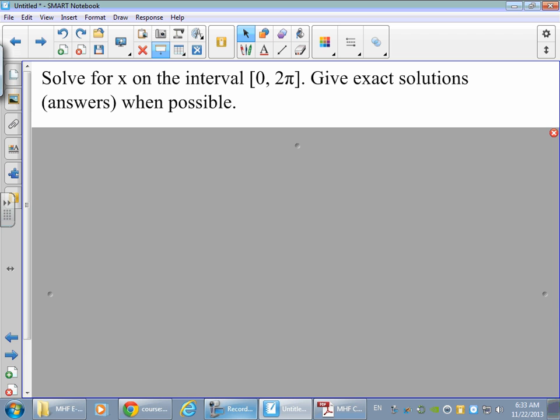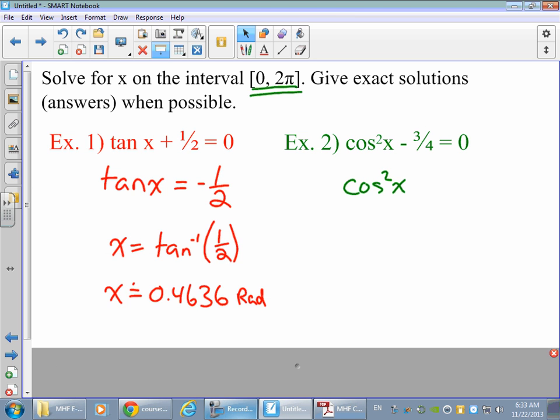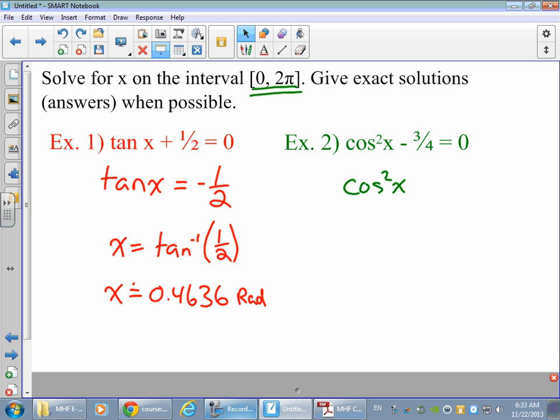Okay, so the questions essentially will be: solve for x on an interval. So find all the answers in that interval that give you the answer we're looking for. Give exact solutions when possible. Okay, and so I sort of did the first one here already.